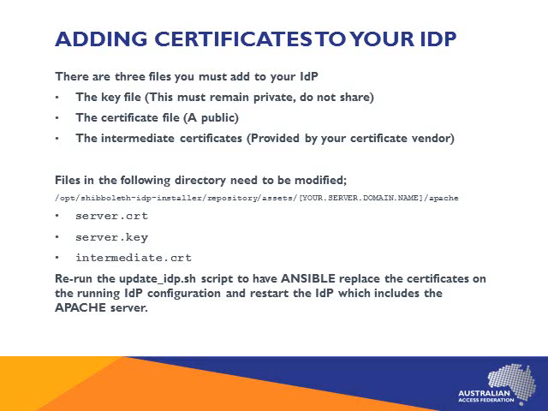Files in the following directory need to be modified: /opt/shibboleth-idp-installer/repository/assets/your server domain name/apache. In that directory you will find the files server.cert, server.key, intermediate.cert. Replace these files with the files that you have gathered from your old IdP if you're using option 1, or the files provided by your certificate vendor if you're using option 2.